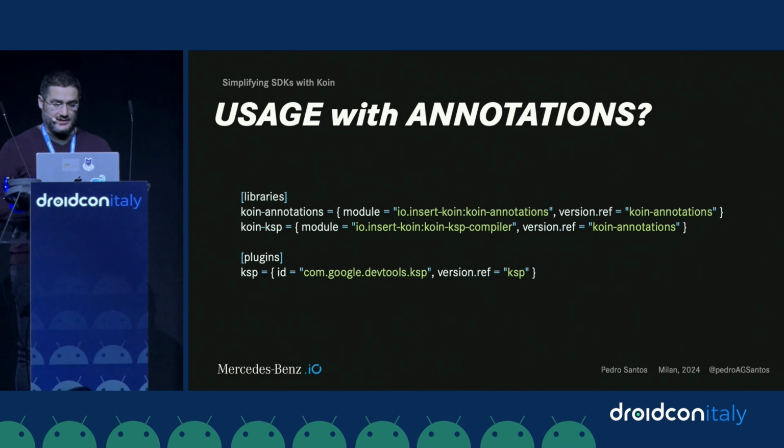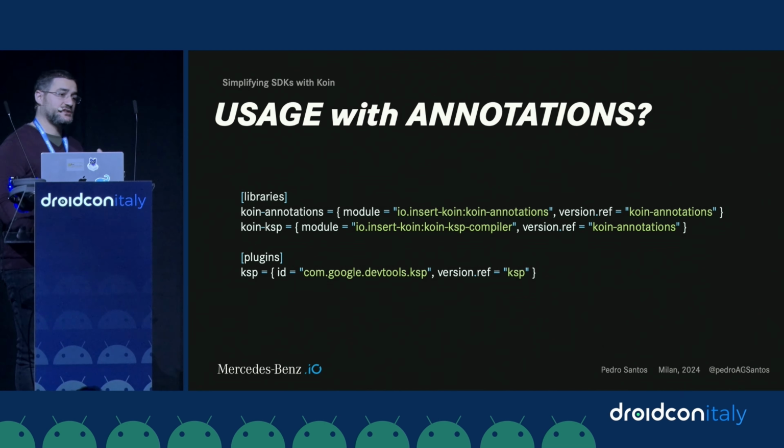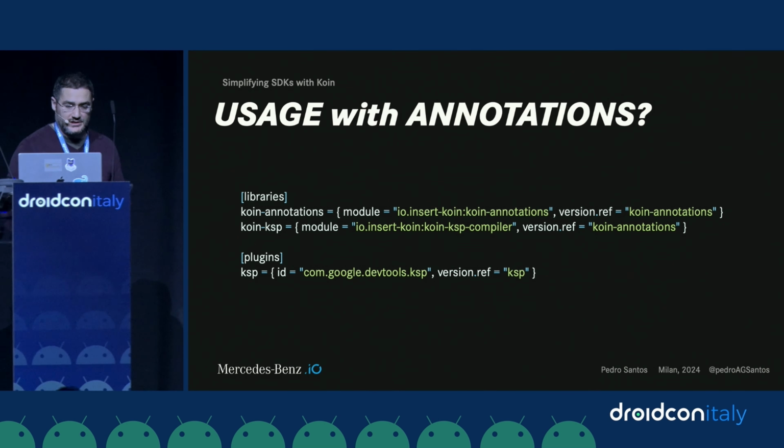In here, I am using version catalog again, and I'm bringing a KSP plugin. And I am also bringing Koin annotations, which is another dependency that you will need.